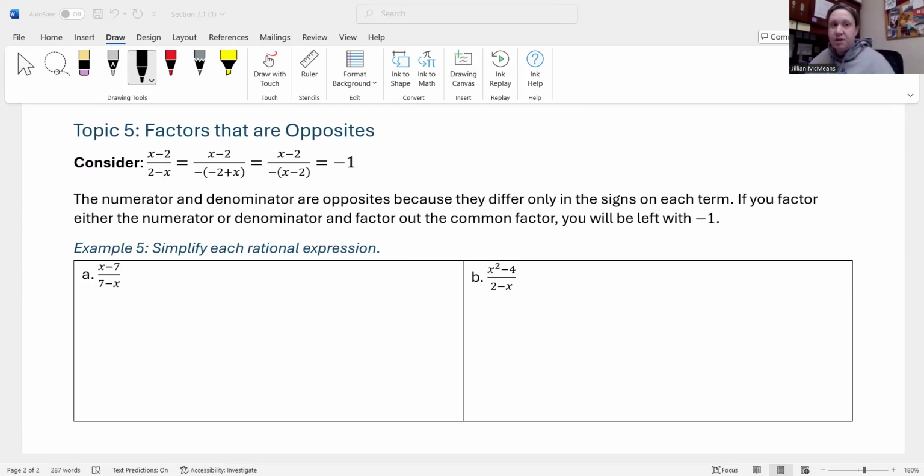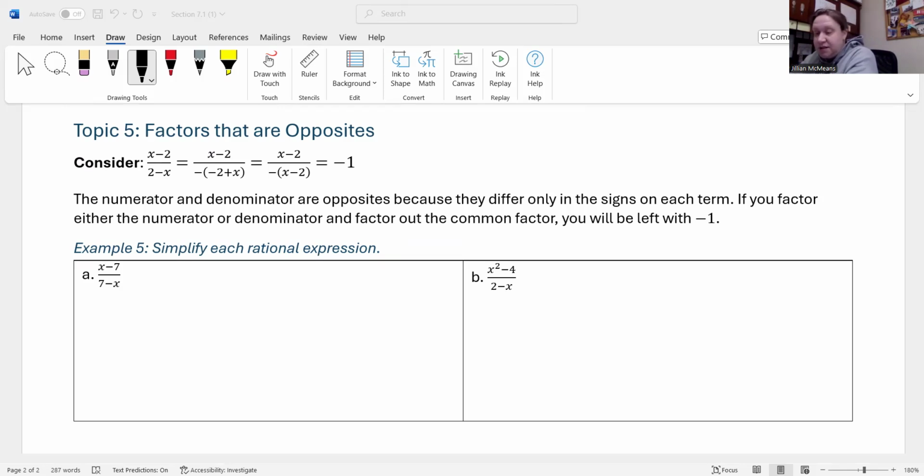Last up for this worksheet is topic 5, where we're going to have factors that are opposites. So this is a little tricky and sometimes it can be a little daunting to wrap your head around, but consider the following, okay? We have x minus 2 divided by 2 minus x.